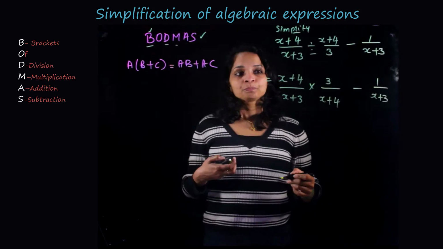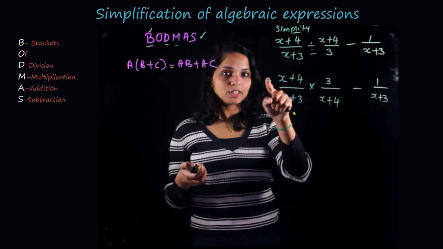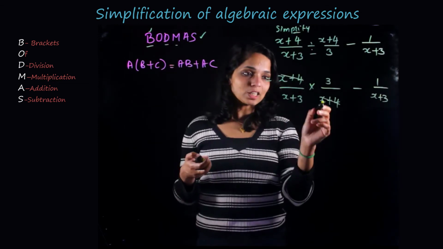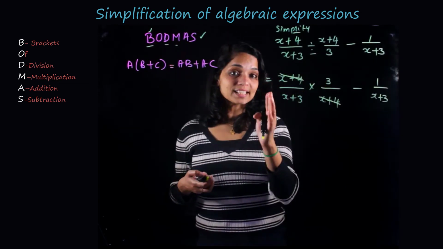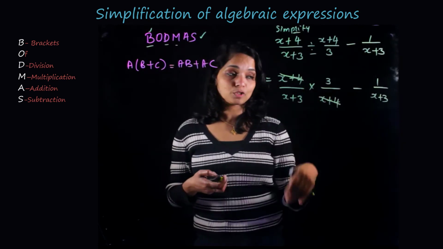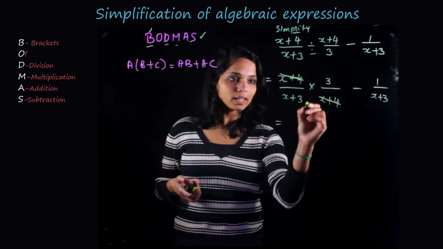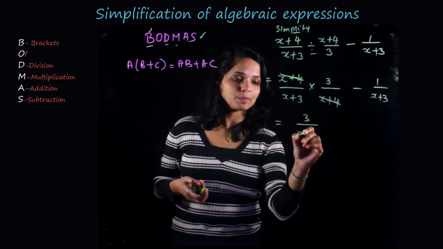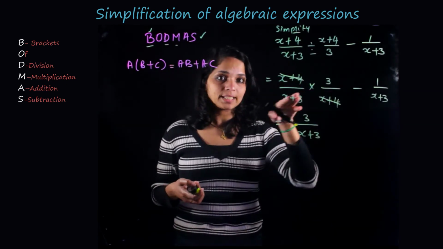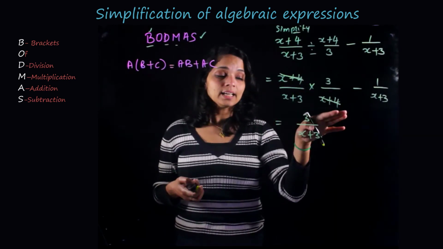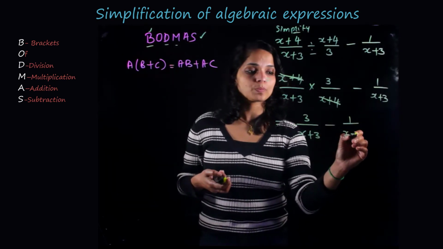Okay. When we are multiplying these things together, we need to simplify this one next. So x plus 4 is in the numerator and the denominator, so we can cancel them when multiplying these terms together. So the whole term is now 3 on (x plus 3). Just multiply together whatever is in the numerator and whatever is in the denominator. So it's 3 on (x plus 3) minus 1 on (x plus 3).